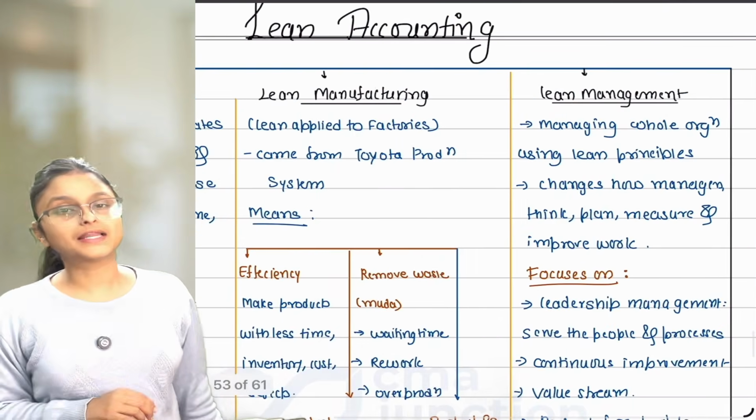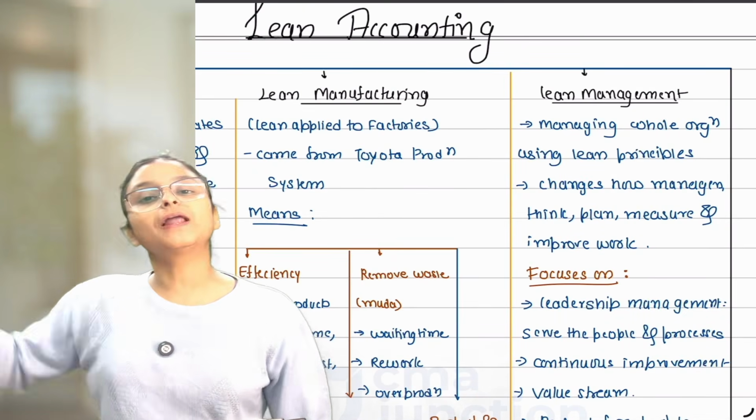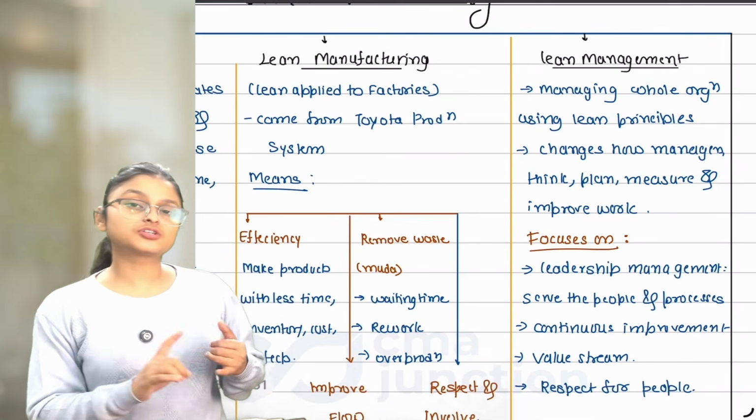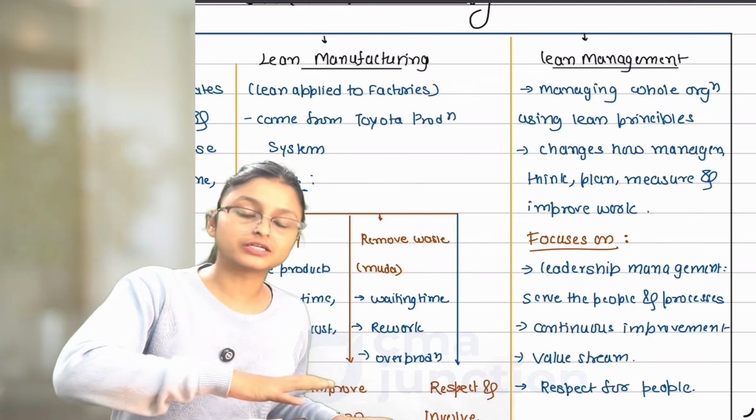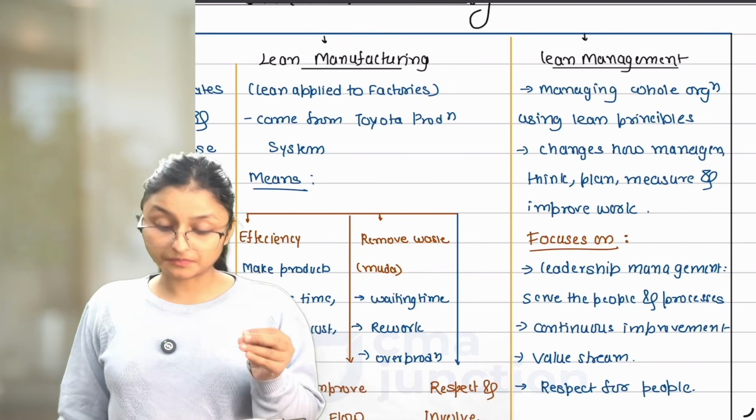Next is lean management. While managing your whole organization, if you apply lean principles, that is known as lean management. It changes how managers think, plan, measure and improve the work. How it was happening in traditional management and how it is happening in lean management is completely different.